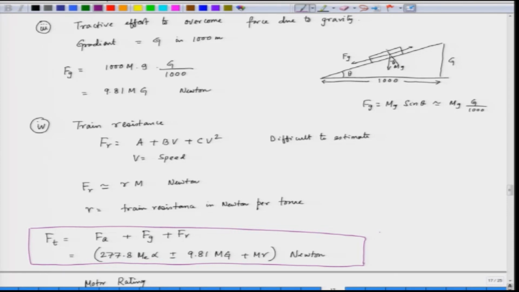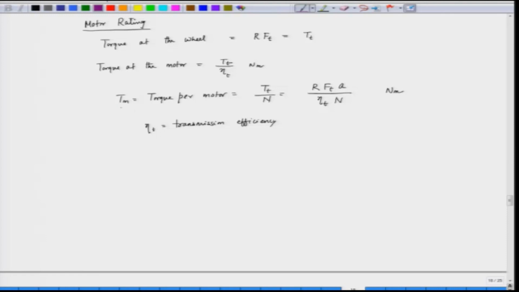Thus, in this lecture we have seen how to calculate the distance covered by the train, what the various components of tractive effort are, and finally, how to evaluate the torque per motor, which is the total torque divided by the number of motors. So, we stop here for today's lecture, and hopefully we have been able to touch upon the important topics in this course. So, thank you very much.